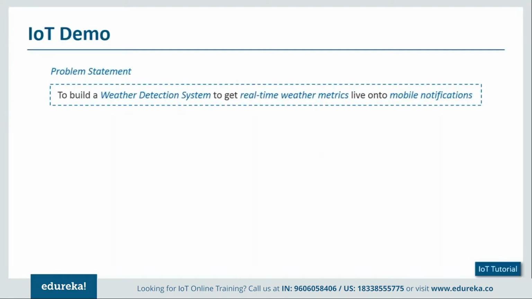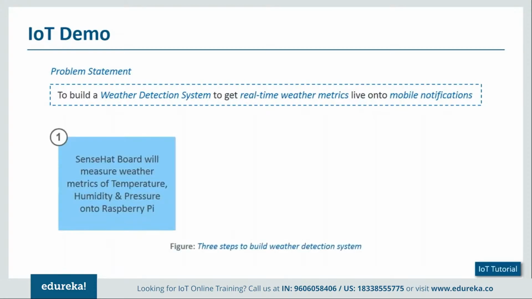Now that we've installed Raspbian on Raspberry Pi, it's time we begin with the demo for this session. We're trying to build a weather detection system to get real-time weather analysis, which means pressure, temperature, and humidity. We want a live mobile notification for this. For that, we'll first use the Sense HAT board, which will help us measure metrics like temperature, humidity, and pressure on a Raspberry Pi.